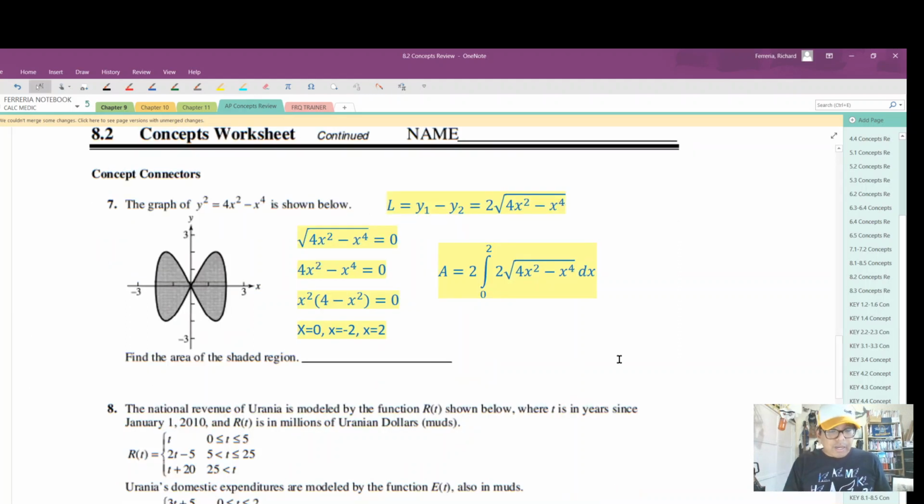So you get the area as the integral from 0 to 2 of 2 radical 4x squared minus x to the fourth, which is equal to 10 2/3. So your area here of the entire shaded region is 10 2/3.